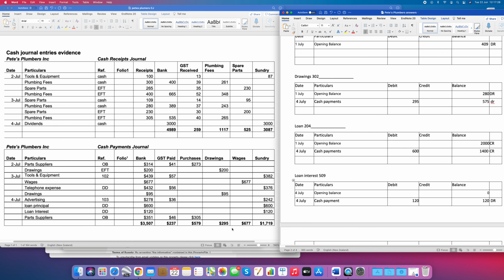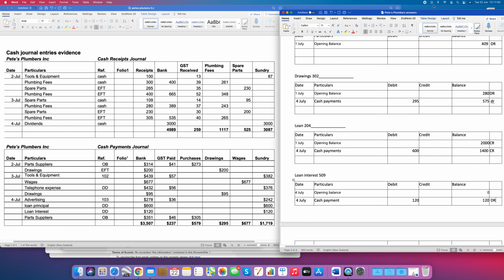All right, you're going to have to go through and process some advertising, the wages, the telephone expense. We've already done the tools and equipment. So those are the steps left to go to finish off the information from your cash payments journal. And in the next video, we will do the trial balance.